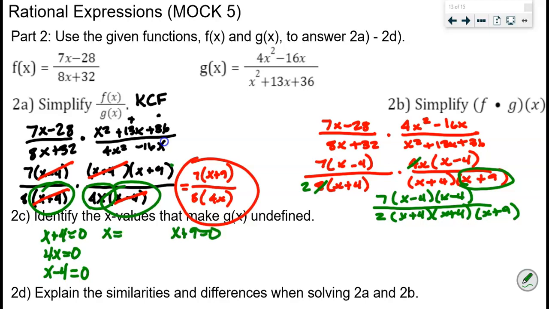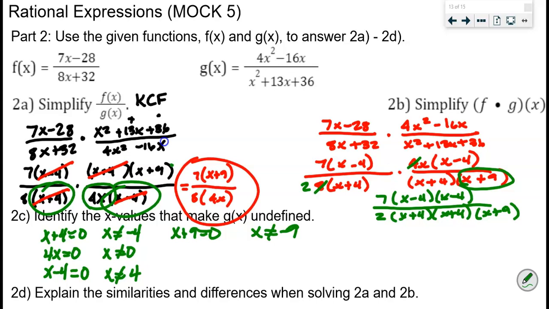So this is going to be x cannot equal negative 4. This one's going to be x cannot equal 0. This one's going to be x cannot equal 4. And this one's going to be x cannot equal negative 9. Okay? So those are all the values that we could not have in our denominator, right?